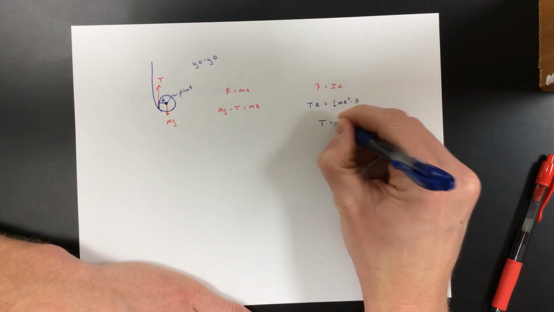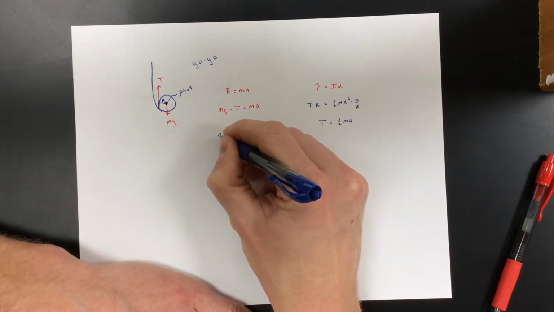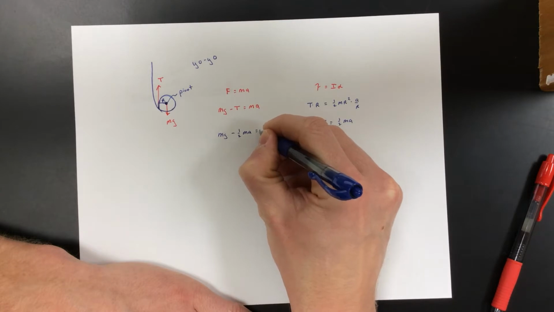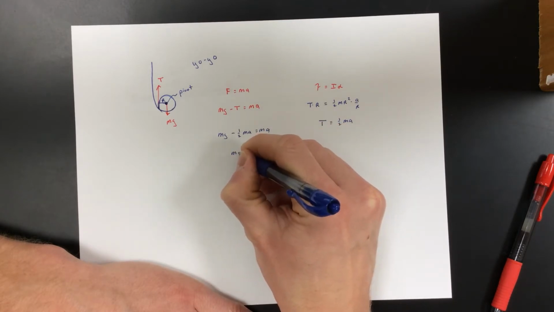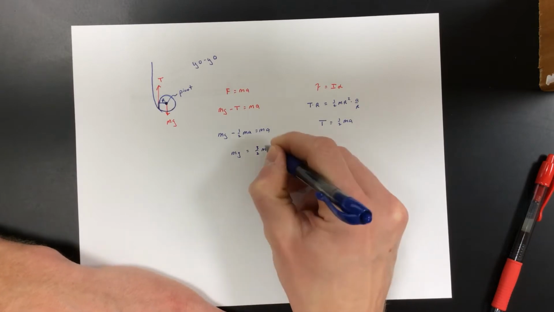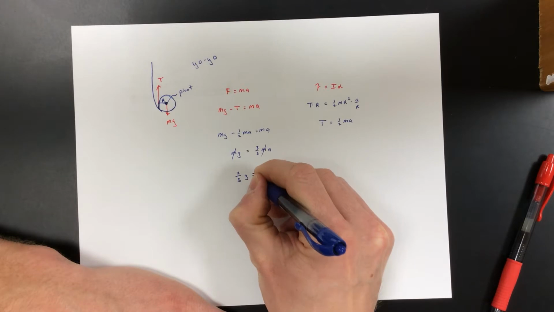And we get the tension equals 1/2 ma. Let's put that in over here. mg minus 1/2 ma equals ma. So mg equals 3/2 ma, independent of mass, and we can show that we get 2/3 g equals a.